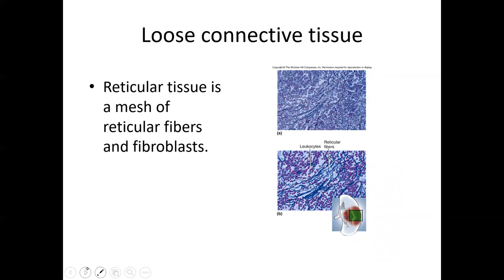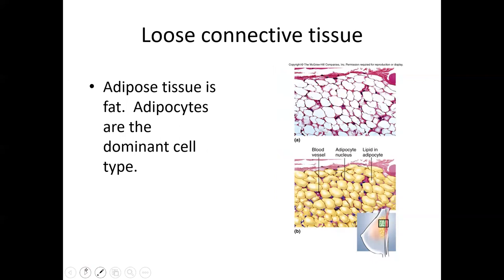Here's reticular tissue, this mesh that's formed. Now in this mesh, this is the spleen, incidentally. Got this mesh, it's kind of squishy. All these little white blood cells are leukocytes there. Adipose tissue is fat tissue, so the cells are adipocytes.